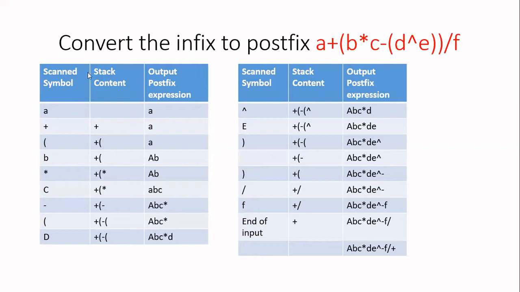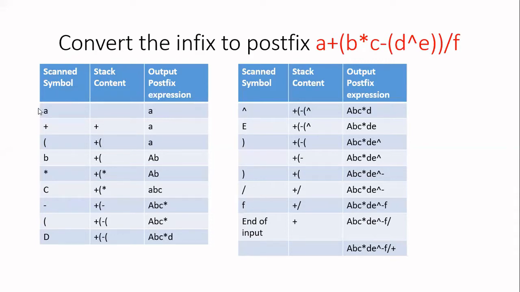Then we have the stack content. This is nothing but the current content of the stack that you are going to write here. In this, we will have more than one character, because all the characters that are available on the stack will be written here. Then we have the output. The output is nothing but whatever your postfix expression is so far, that we are going to write it here. I have the scanned symbol as A.